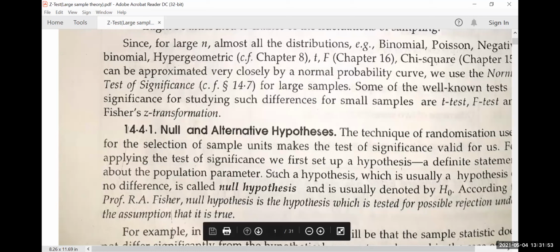कोई भी statement जो population parameter के बारे में, such a hypothesis which is usually a hypothesis of no difference is called null hypothesis. And is usually denoted by H naught, right? According to Professor R. Fisher, null hypothesis is the hypothesis which is tested for possible rejection under the assumption that it is true. अब देखिए इसका क्या मतलब है.